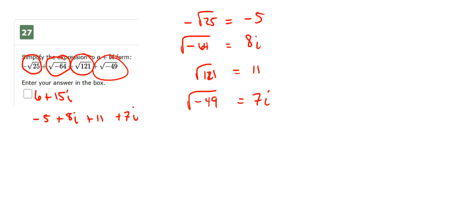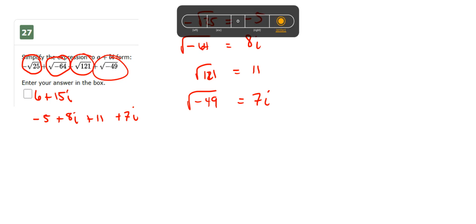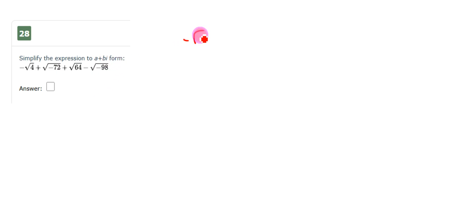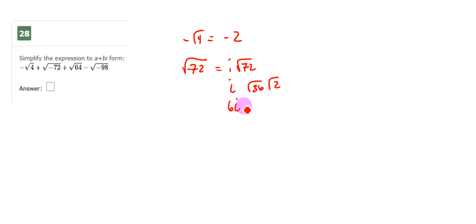Okay, now we're going to make it a little bit more complicated. So same thing. We'll take the first one, negative square root of 4 is negative 2. Now they don't break down as easy. Square root of negative 72 is going to be i square root of 72. Let's deal with that. I divide this by 2. Well, it's going to be 36, right? Yeah. So this is 6i square root of 2.